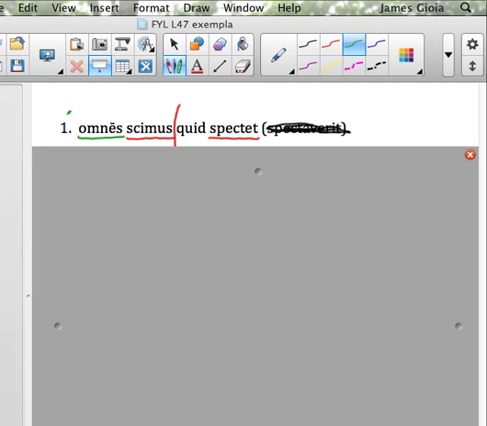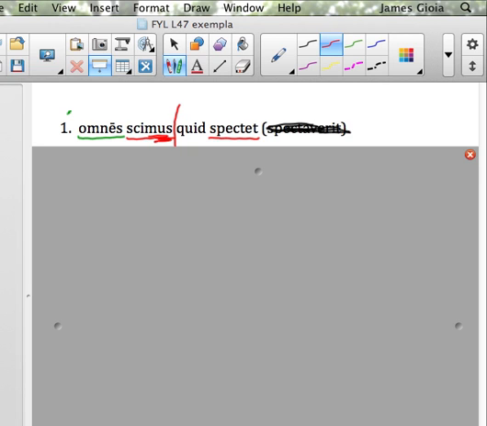Scimus, the mus, of course, tells us that our subject is we. Omnes, nominative, modifies that we, so this is we all. We all know. On the right half, we have quid spectat.